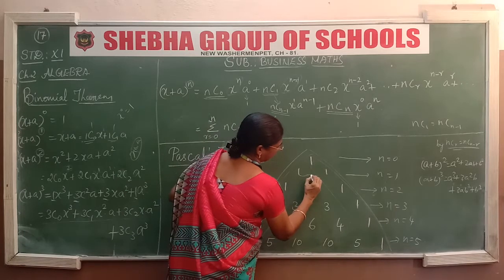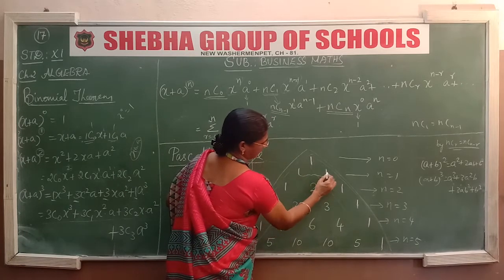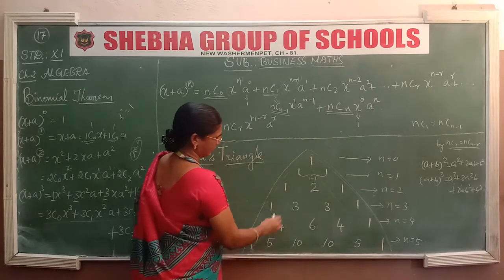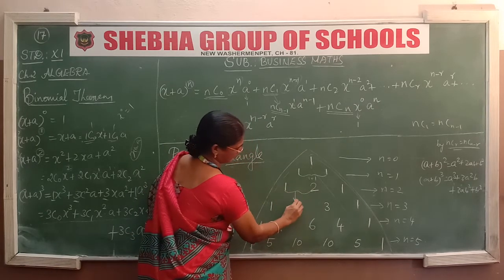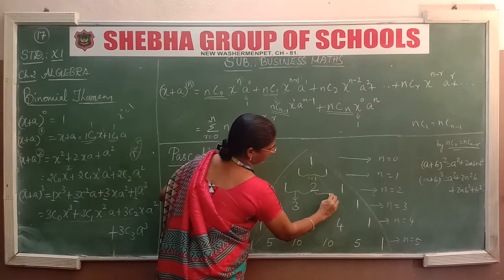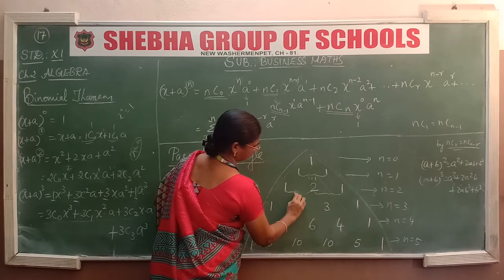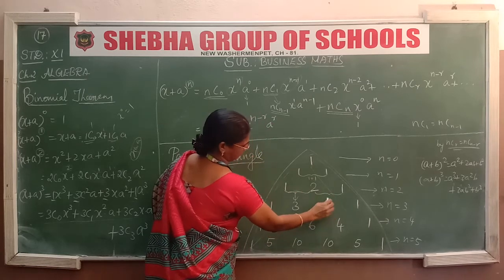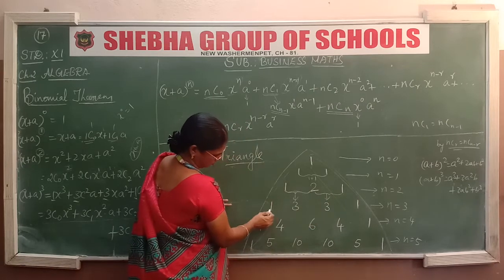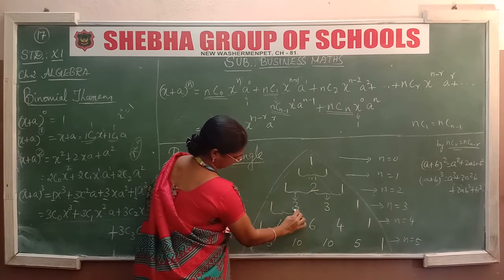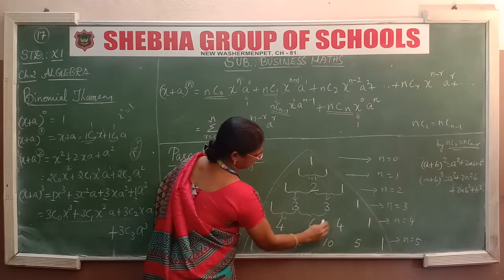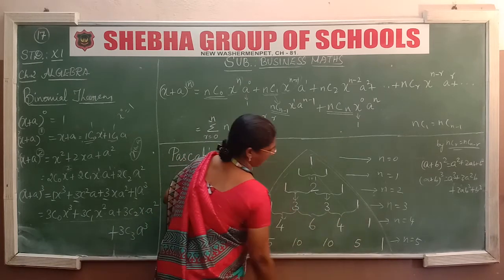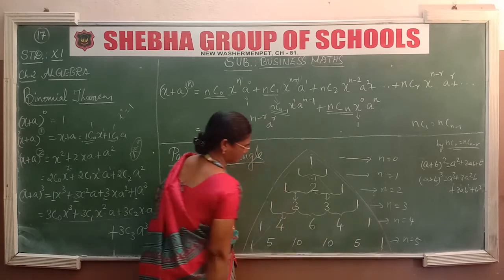First adding these two, we get 1 plus 1 is what? 2. Next 1 plus 2, 1 plus 2 is 3. Similarly 2 plus 1, 2 plus 1 is 3. Okay, next 1 plus 3, adding these two numbers we get 4, and 3 plus 3 is 6, and 3 plus 1 is 4. The last one is 1.